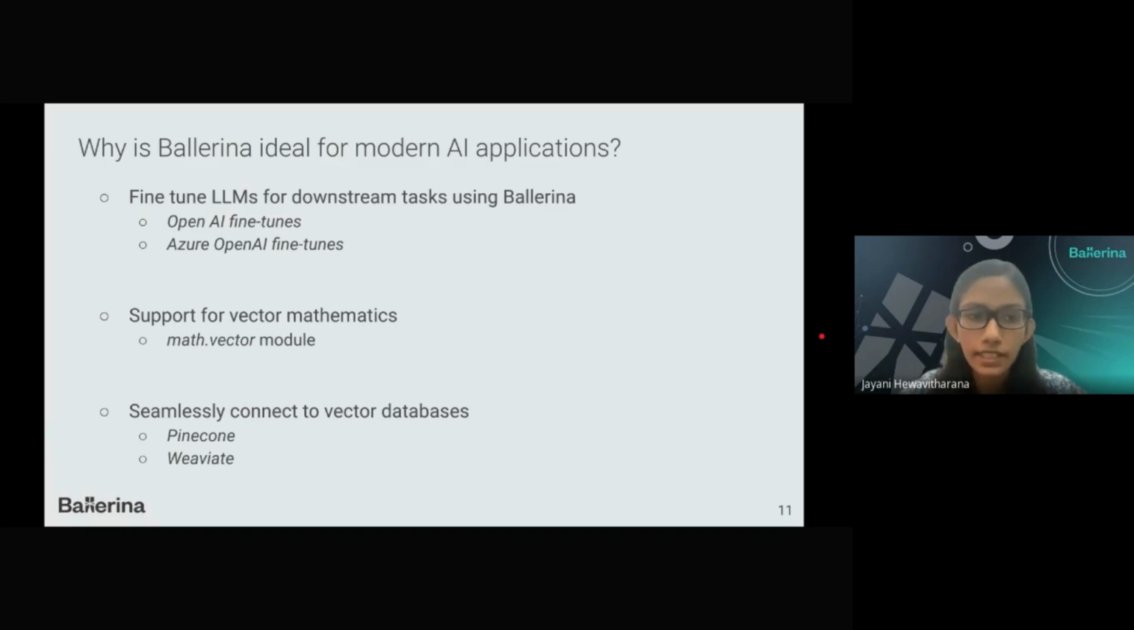Additionally, we also have connectors to fine-tune large language models for various downstream tasks using custom datasets. And we also have support for doing vector mathematics with the maths.vector module that we have in Ballerina now. And we can easily connect to vector databases like Pinecone and Weaviate using the connectors that we have for those as well. In addition to this, we are going to continuously expand this collection of connectors that we have for AI, so we can keep on improving the AI capabilities that Ballerina has.